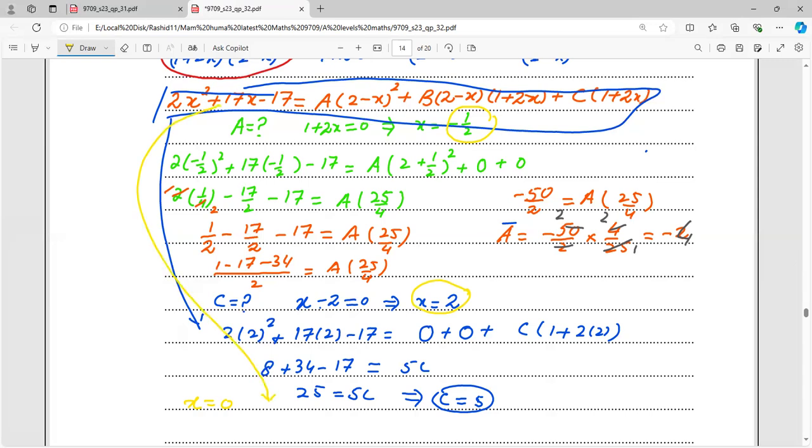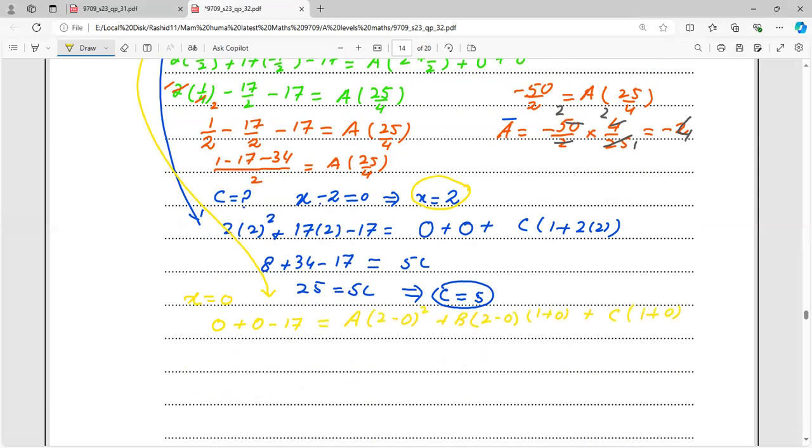x is equal to 0. So what we'll get is 0. Then we have x equal to 0 and -17 is equal to B. When you put x equal to 0, the first one is 2 minus 0 whole square plus B times, replace x by 0 over here, 1 plus 0. And the last one is C times 1 plus 0. So I will get -17 equals, 2 to the 4, I will get 4A plus 2B plus C. That is the equation relating the unknown constants.